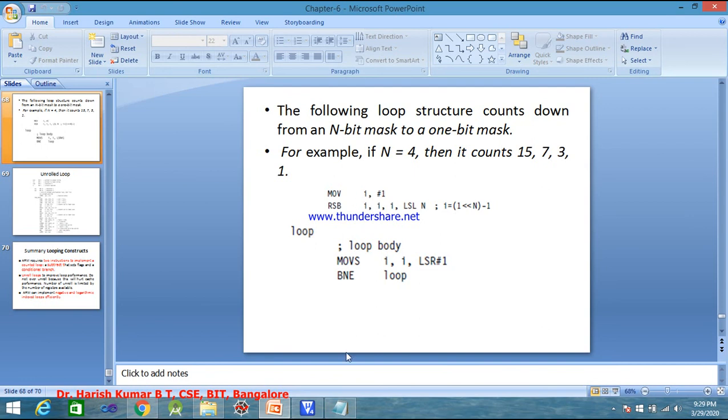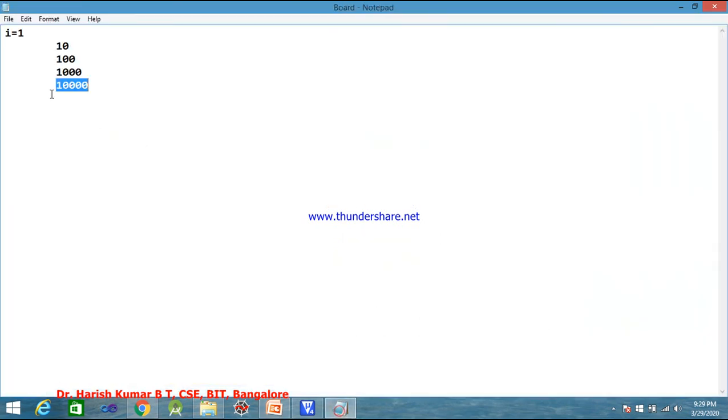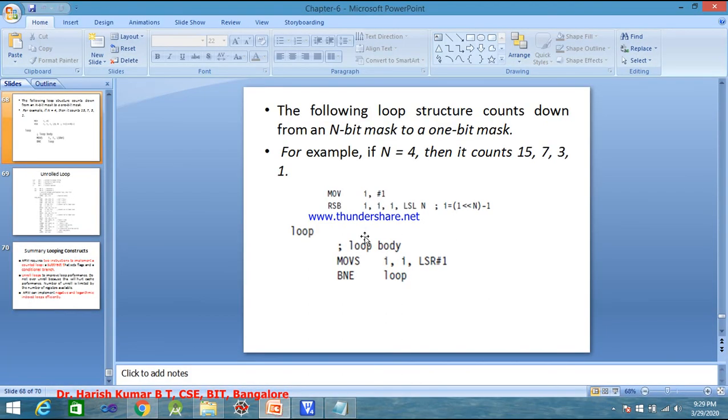Now that is what is in I. Now I is equal to this after shifting 4 times. Next I come here, and then that is what is I, and that is reverse subtracted with 1.